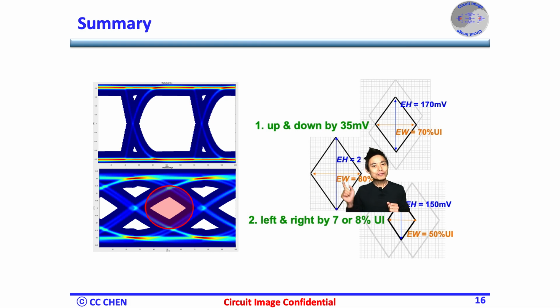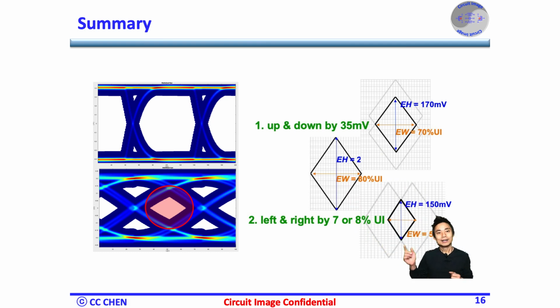Therefore, we must move the eye of the residual ISI only up and down by the thermal noise voltage outlier under the target BER rate, then move it left and right by the random jitter outlier as well. The exercise image shows the resulting eye is precise enough compared to the eye from the system simulation.